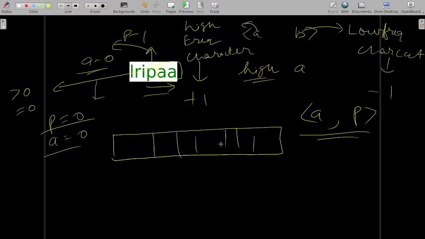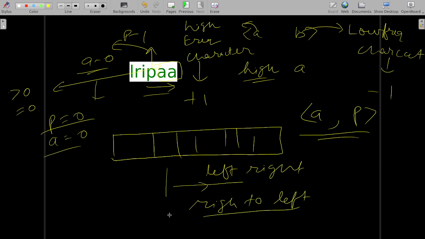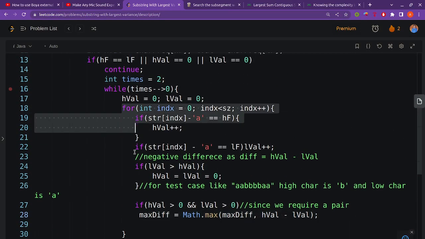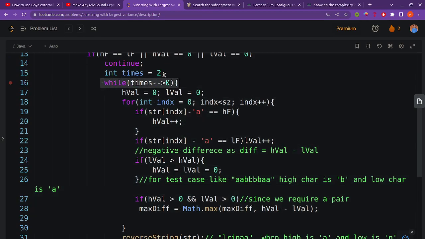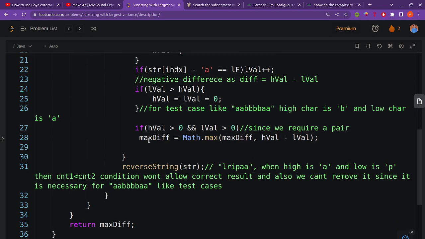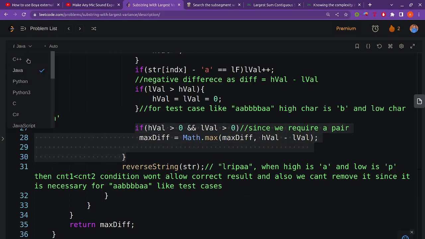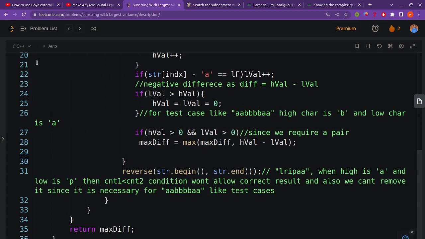So to resolve this case, we would be checking once in the left to right direction and once in the right to left direction. For that we can just reverse the string and apply this logic 2 times. That's what I have done. The rest of the code is well commented and you can understand from it. The code is also available in C++, so you can check it out on the GitHub repository on which I will be uploading it.